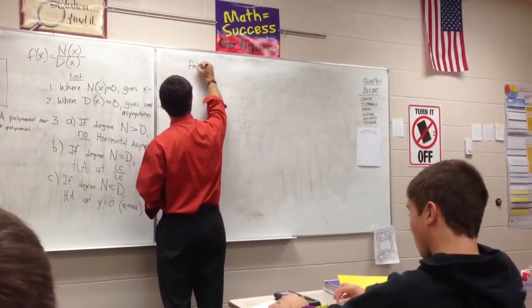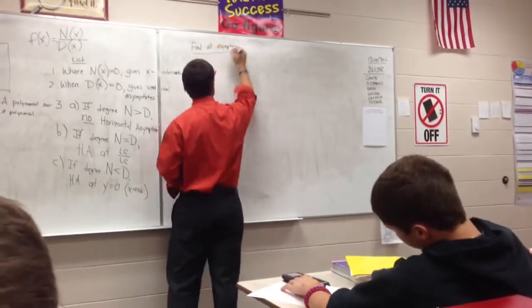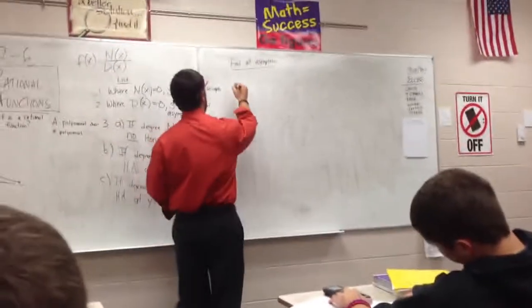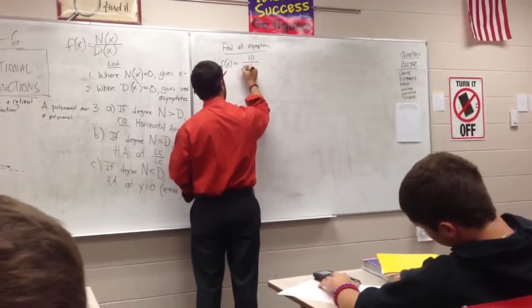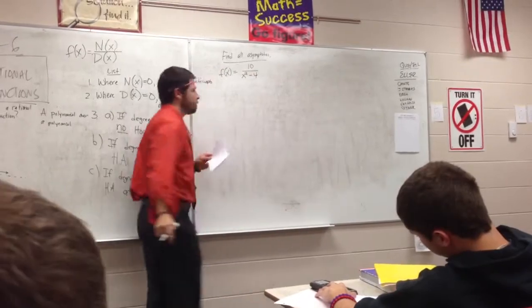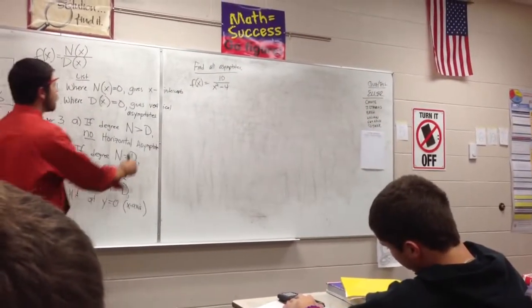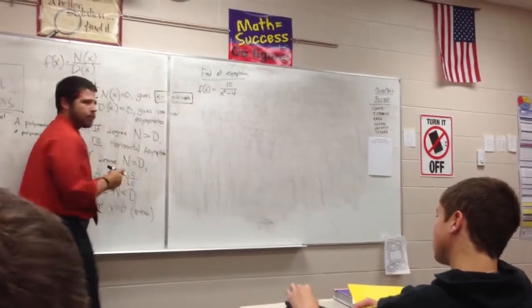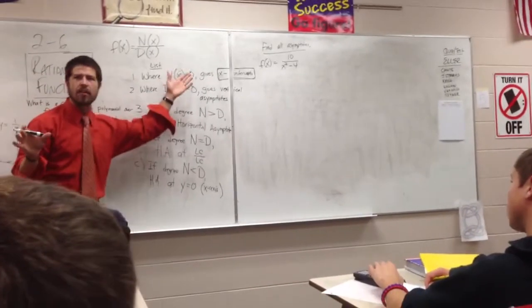Let's start out by doing this. Find all asymptotes. We're not going to graph them just yet. I just want to practice by finding all the asymptotes. Let me give you a function. This function is 10 over x squared minus 4. Number 1 on my list is only talking about the intercept, so I don't have to do that just yet. The directions say find all the asymptotes.